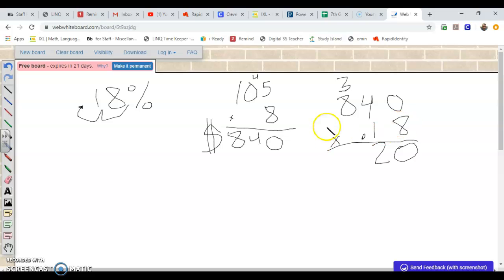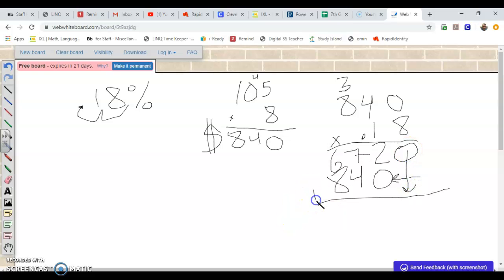8 times 8 is 64, and then we add the 3 to that is 67. And then we're going to move everything over 1. 1 times 0 is 0. 1 times 4 is 4. 1 times 8 is 8. Alright, and we do have 2 decimal places, but we'll calculate that in once we do our addition here.